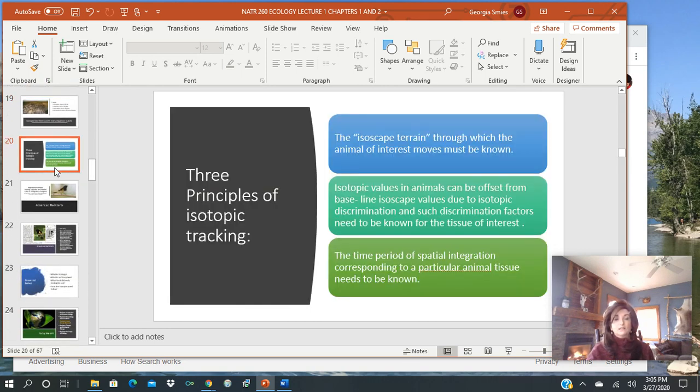Okay, so the three principles of isotopic tracking include the isoscape terrain. Now remember, isotopes get taken up based upon what an animal eats. So you have to understand how that animal is interacting with its environment as it moves across different landscapes. That will affect the types of isotopes it'll be taking up.